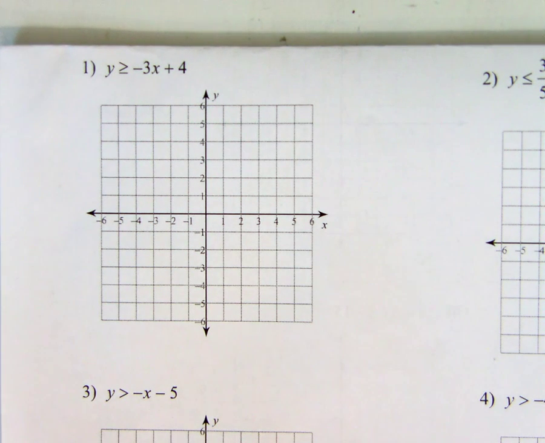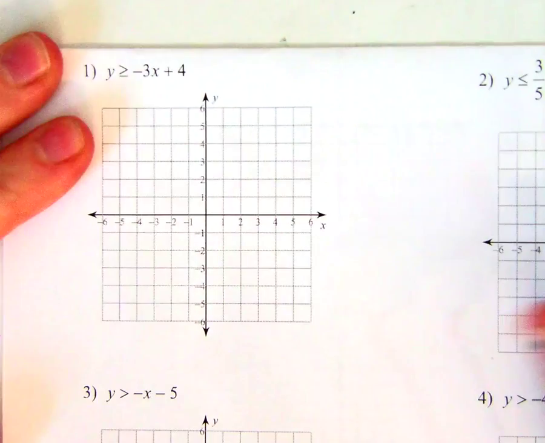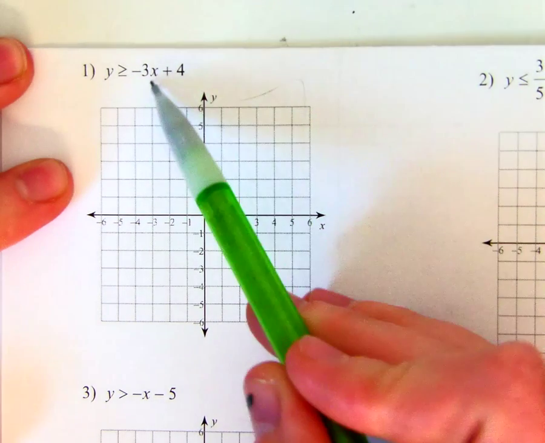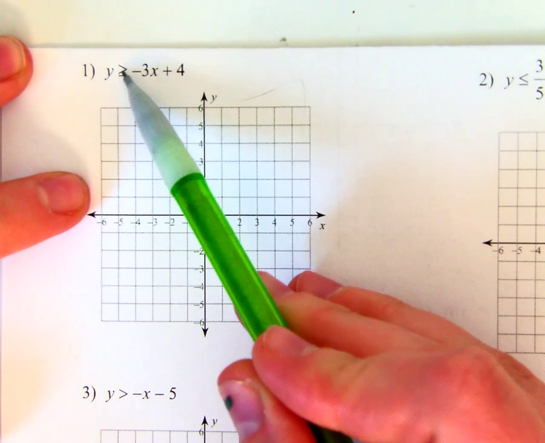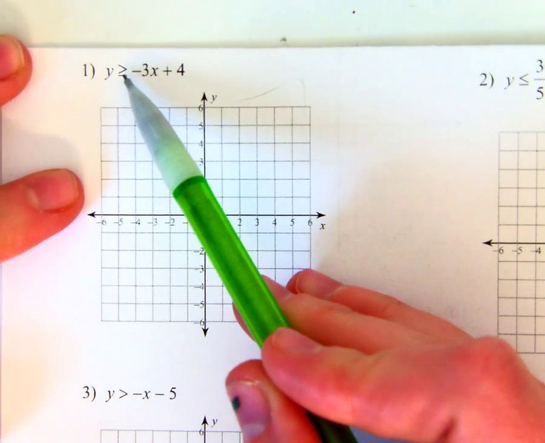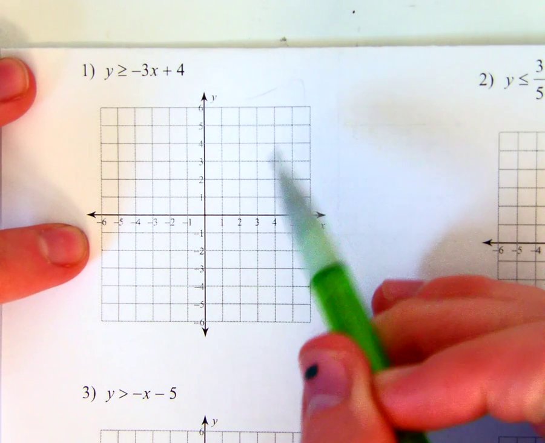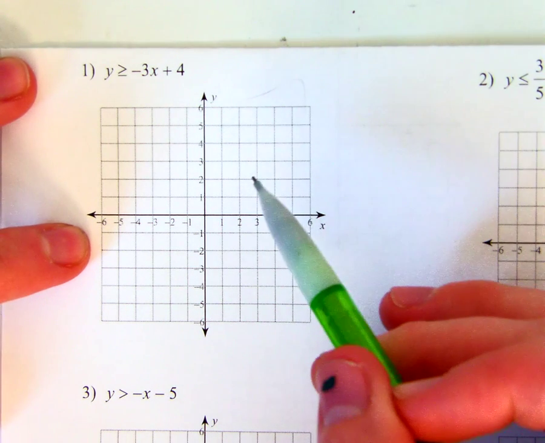Okay, graphing inequalities is going to be very similar to graphing equations. The only thing we have to do is account for the fact that y is not going to be equal to mx plus b, but rather greater than, less than, greater than or equal to, or less than or equal to. So we have to find a way to denote on our graph which of those four it is.